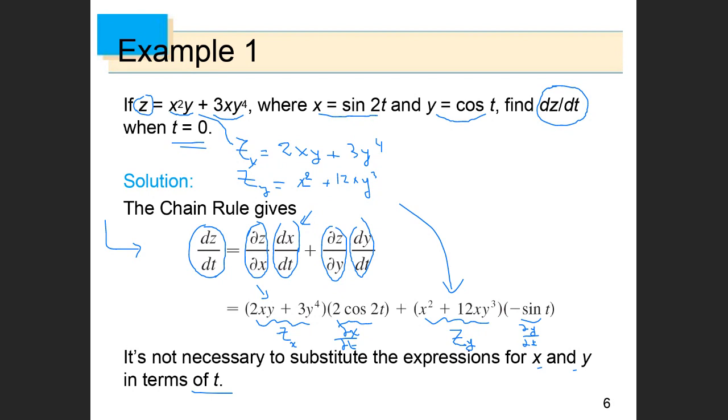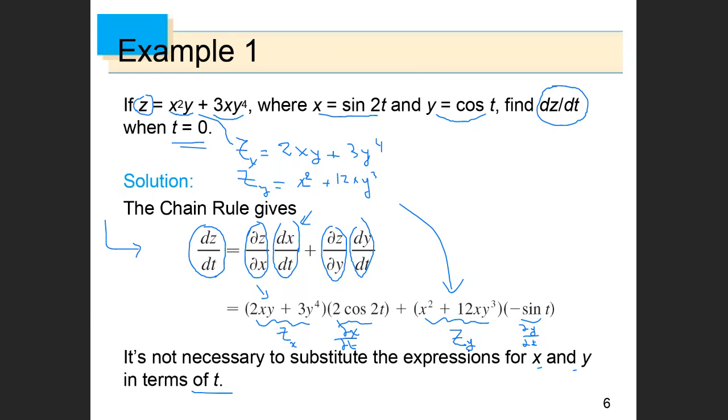So it's not enough here. We cannot return this derivative in this format. We have to convert the x and y to their expressions with respect to t. Okay? So we have to plug here, instead of x, sine 2t, and instead of y, cosine t. Of course, you end up with a trigonometric form of the derivative of z with respect to t.